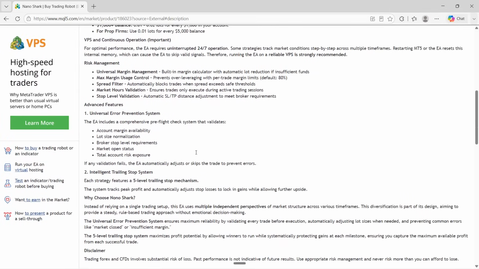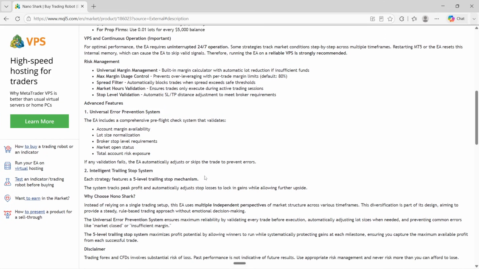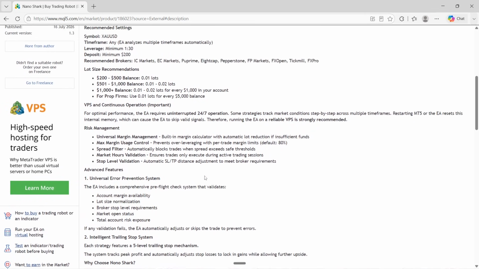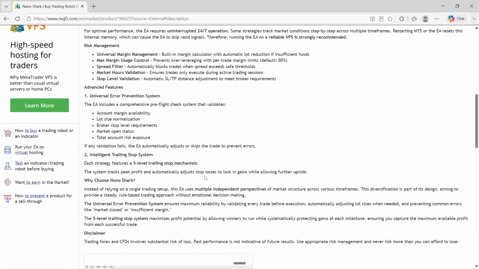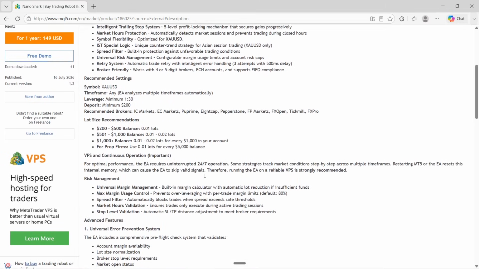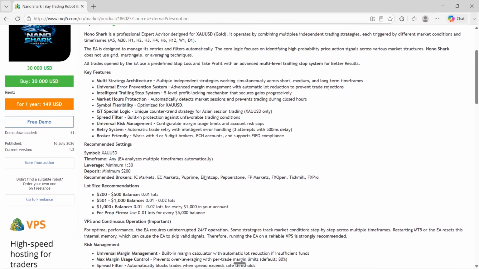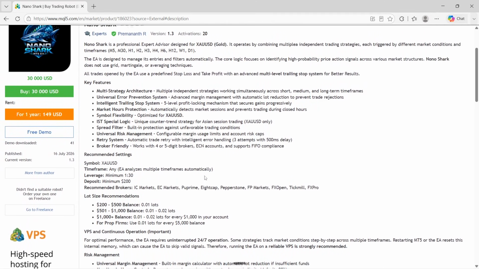As for the features, the key features include the multi-strategy architecture across many time frames, 5-level intelligent trailing stop, universal error prevention with automatic lot reduction, spread and market hours filters, retry system for failed orders, FIFO compatibility, and configurable margin and risk caps. Recommended settings are XAUUSD on any time frame. The EA analyzes multiple time frames internally.